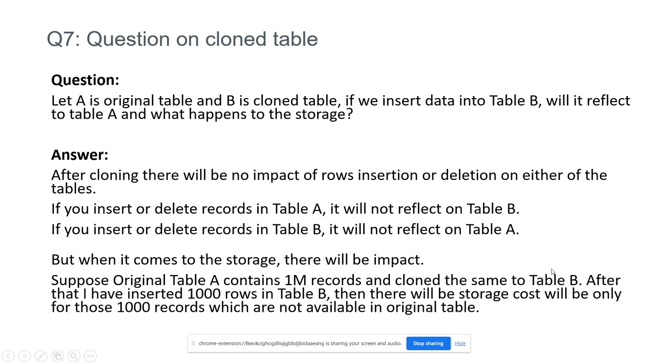Now I have inserted 1000 rows in table B, so 1 million plus 1000 rows. The storage cost will be only for those 1000 records which are not available in the original table. Whatever 1000 records we have inserted, there will be a storage cost for only those 1000 rows from table B.